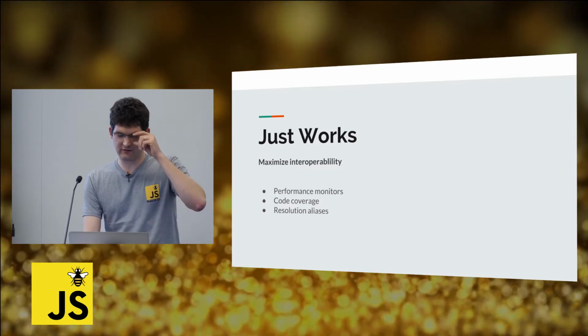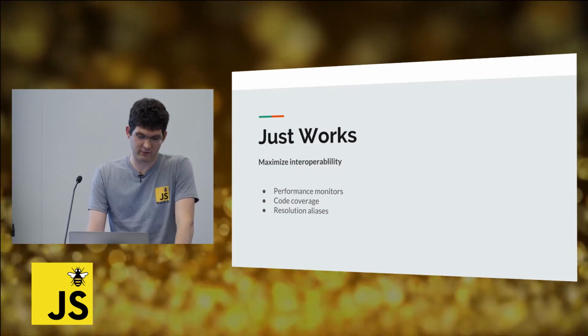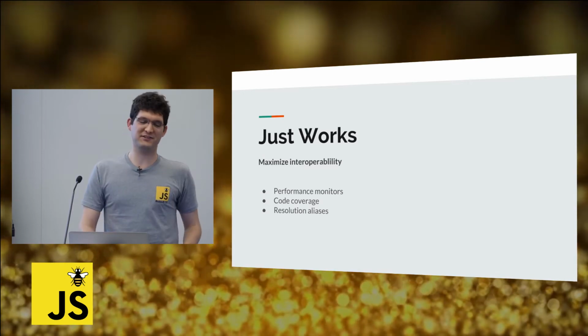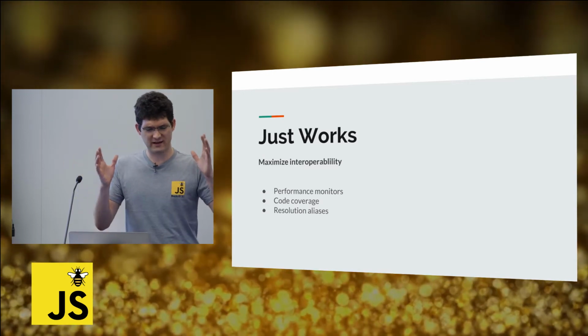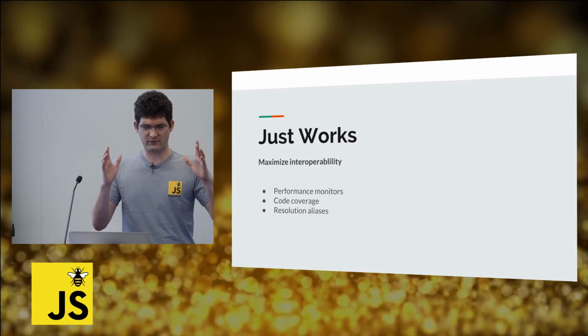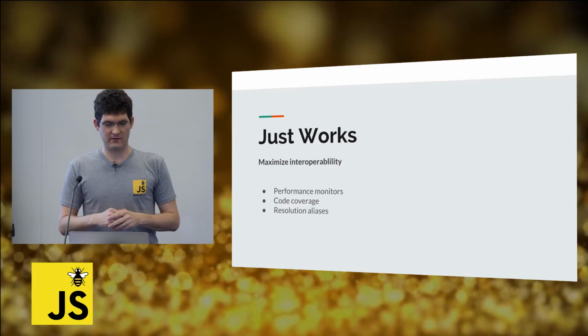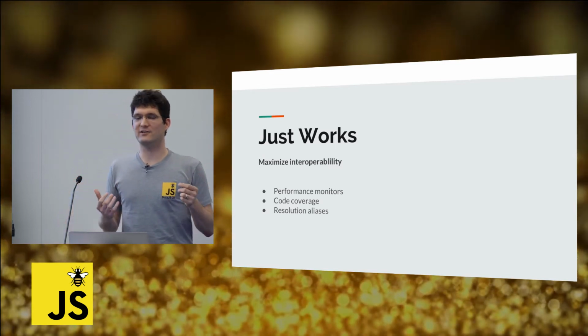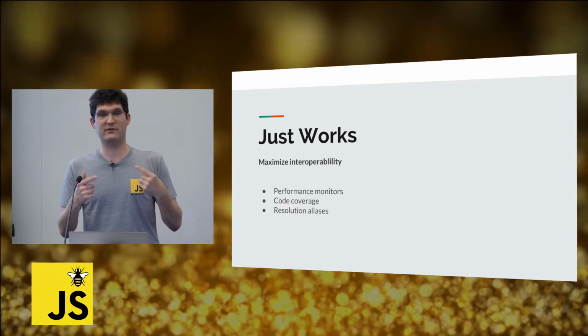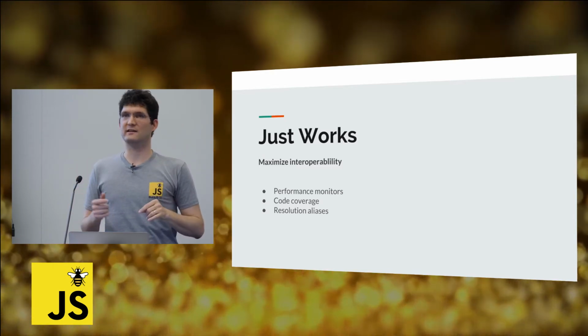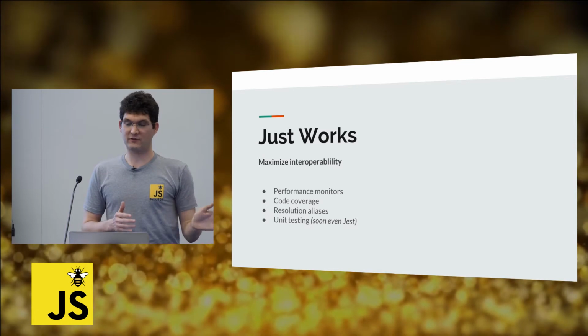Resolution aliases. This is another new thing that I was not aware of when I started this project. Apparently, when you have unit tests and really long nested paths for your modules, like dot dot slash dot dot slash dot dot slash, you may not like that. So there are packages that allow you to alias those and say something like @test/. That's it. And all that stuff works in CommonJS.